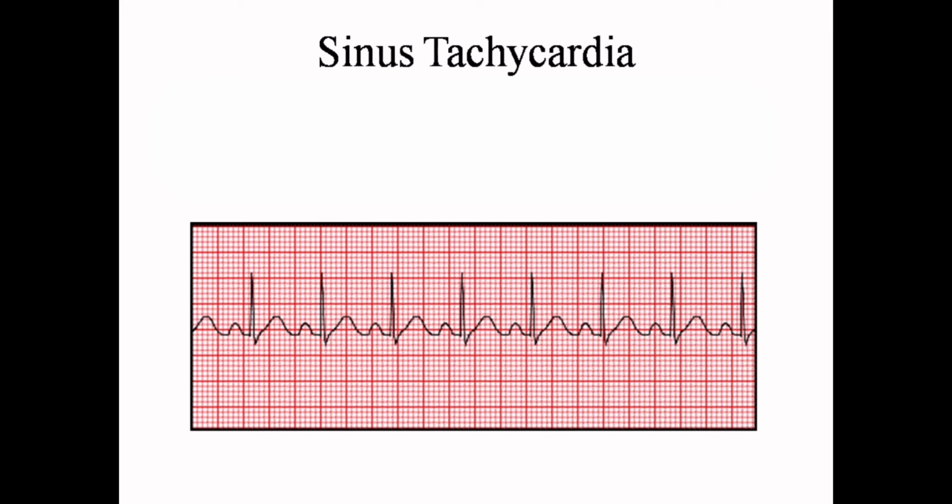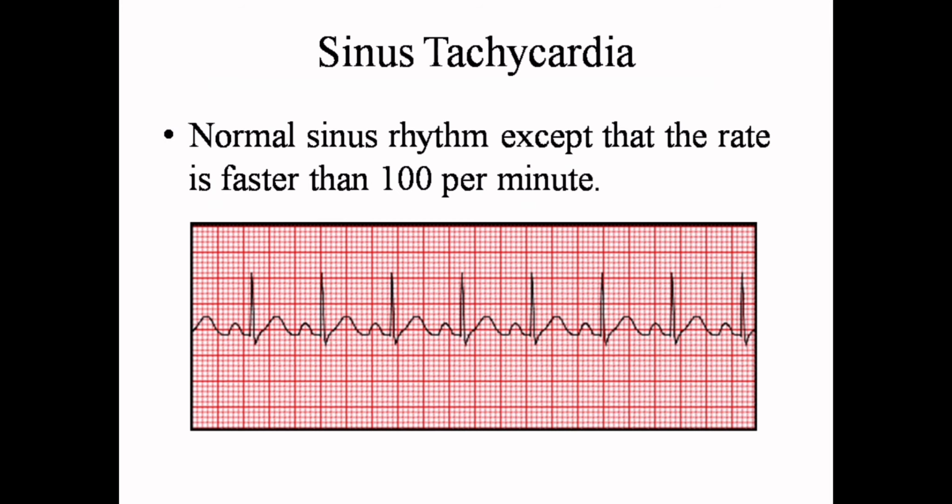Then we have a sinus rhythm with a faster heart rate, which is called sinus tachycardia. It is normal sinus rhythm, except that the rate is faster than 100 beats per minute. Here again the RR intervals look equidistant from each other, but the space between the end of the T wave and the beginning of the P wave is very small. So it is a faster rhythm than normal sinus rhythm.